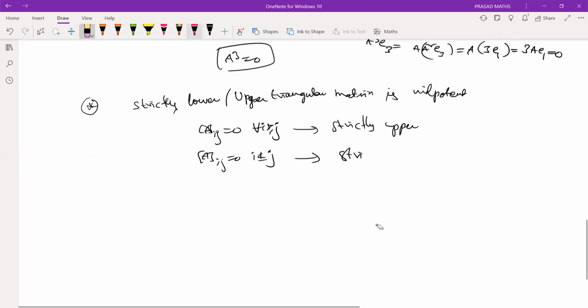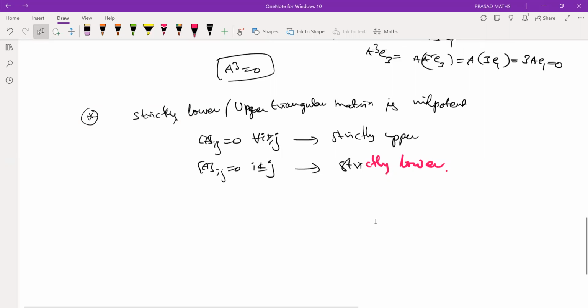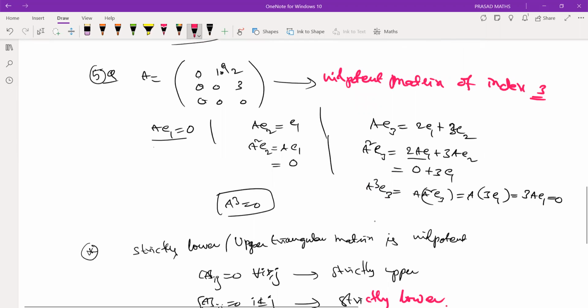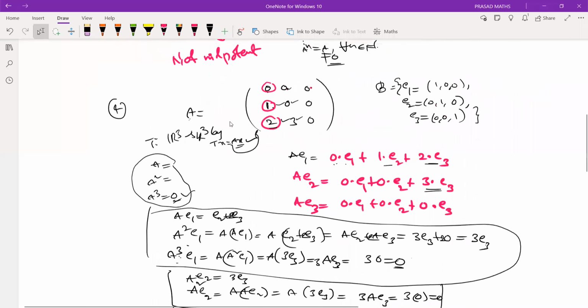So whenever you are given a matrix, check whether it is strictly upper triangular or strictly lower triangular. Look at the last example. This is a strictly upper triangular matrix, yes or no? Whenever it is strictly upper triangular, it is always a nilpotent matrix. What is this? This is a strictly lower triangular matrix. So it is a nilpotent matrix.